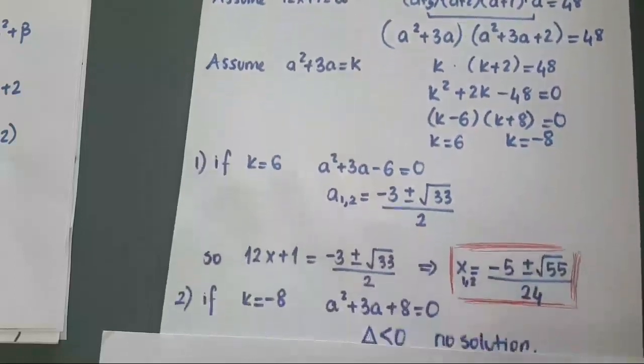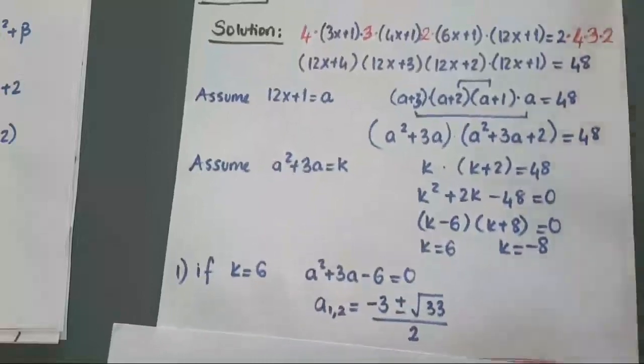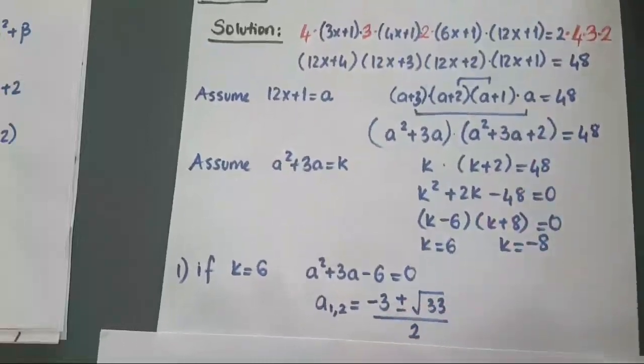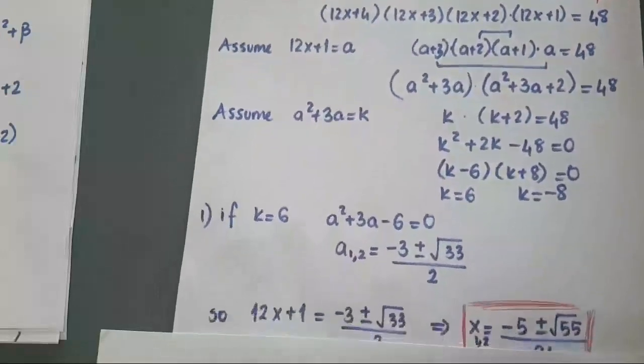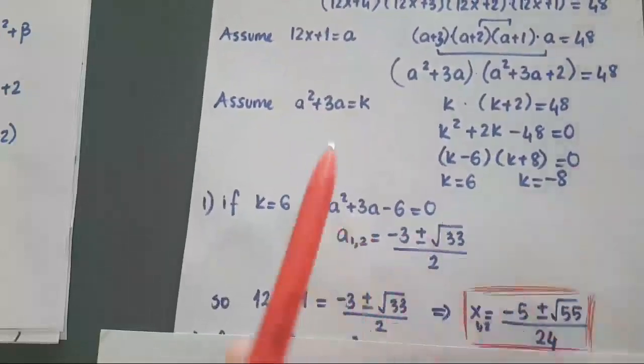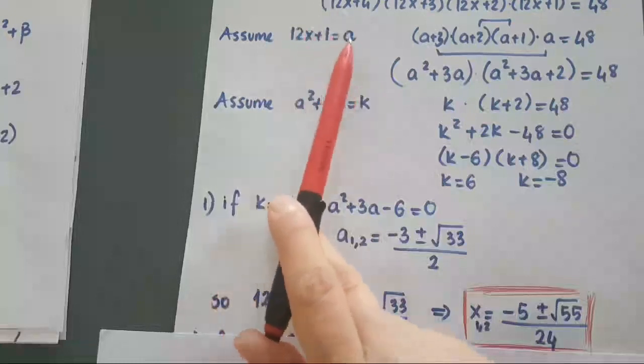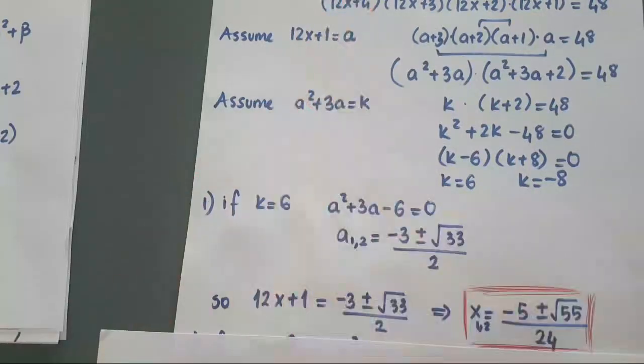Oh, wait a second. I got A. Did I get X? No, not yet, so I'm not done. Let's go back. What was X? What was A in terms of X? A is equal to 12x plus 1. If A is 12x plus 1, then 12x plus 1 is minus 3 plus or minus root 33 over 2. So what are roots of this? Minus 3, if 1 comes to the other side, it will be minus 5 plus or minus root 55 over 24.